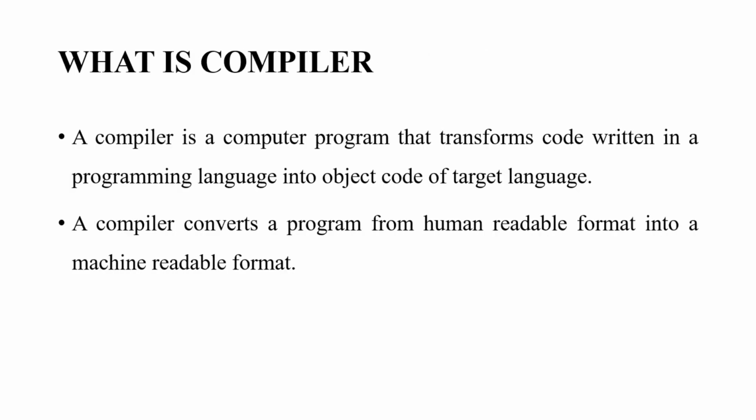Then what is a compiler? A compiler is a computer program that transforms code written in a programming language into object code of targeted languages. We all know the compiler, right? The compiler converts the program from a human readable format into a machine readable format. This is all about the compiler.